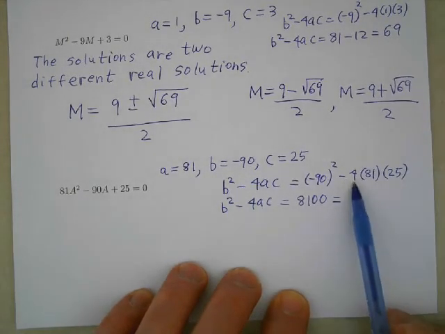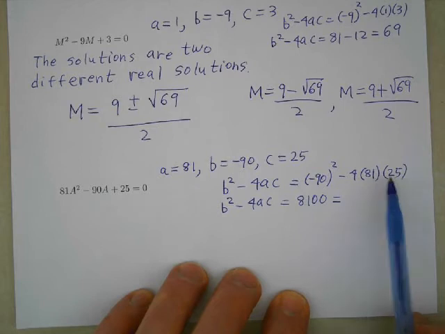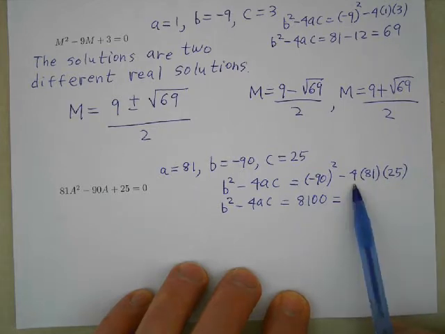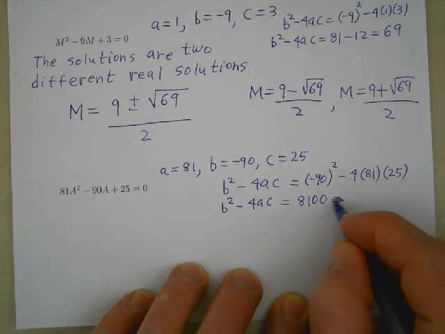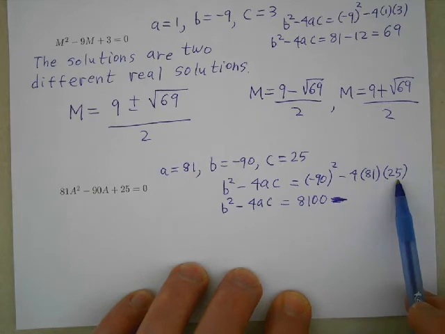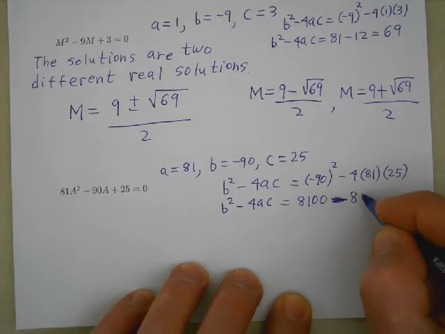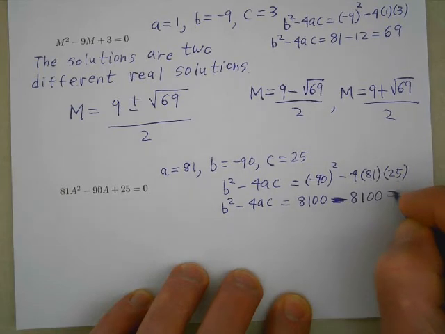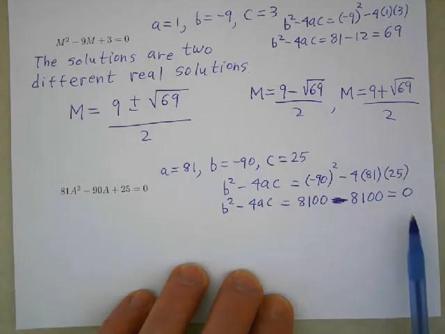And notice here, 4 times 81 times 25. If you multiply 4 times 25 first, that's 100. Whoops, this is supposed to be minus. Sorry. 4 times 25 is 100. 100 times 81 is 8100. So 8100 minus 8100 is 0. The discriminant is 0.